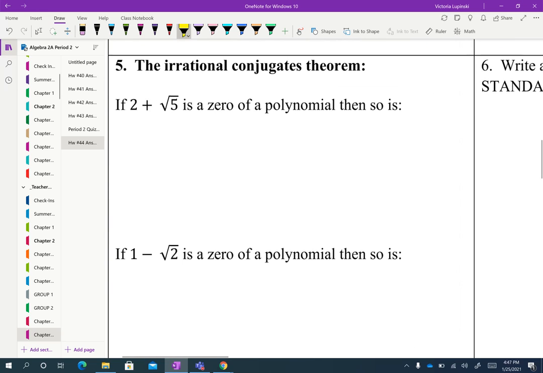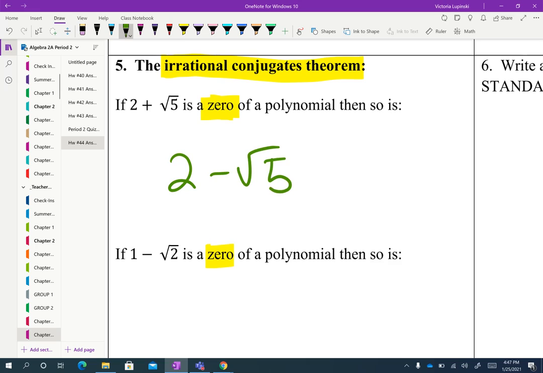So now let's talk about how you would deal with an irrational solution. And remember, there is something to help you with that called the irrational conjugates theorem. The irrational conjugates theorem is very simple. It says if you are given an irrational root, so 2 plus root 5, if you are told that that is a zero of the polynomial, then you automatically know that 2 minus radical 5 has to be a 0. If you know 1 minus radical 2 is a 0, then you know 1 plus radical 2 is a 0. And basically all the irrational conjugates theorem says is that these guys have to come in pairs.